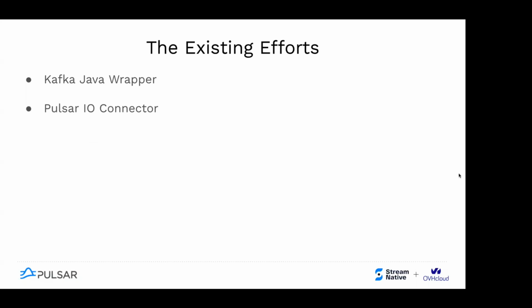And there were some existing efforts before starting KoP, Kafka-on-Pulsar. The first one was a Kafka Java wrapper, which was exposing almost the same objects as Kafka, but using Pulsar. This method was working only on Java, of course. And there was this Pulsar IO connector, which was pretty handy to replicate a Kafka topic to a Pulsar topic. But that was not enough.